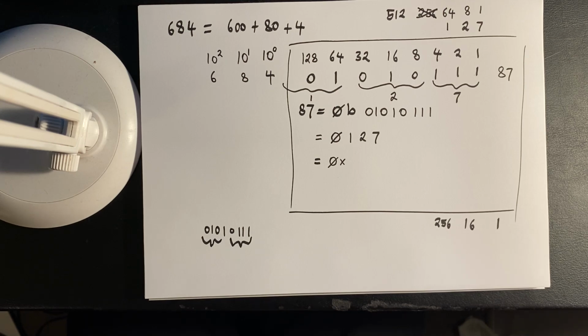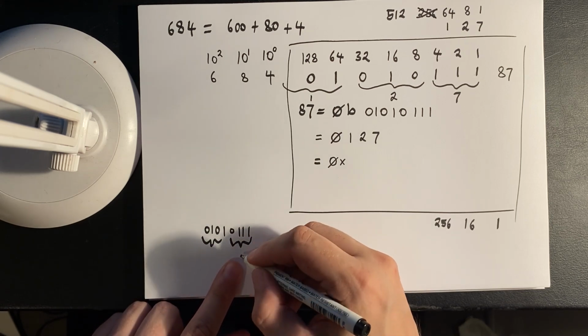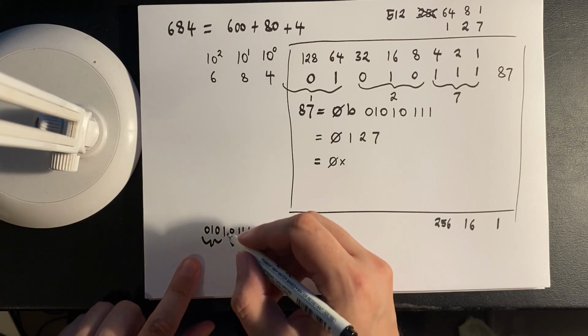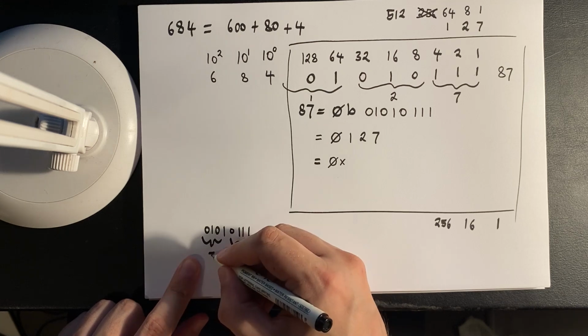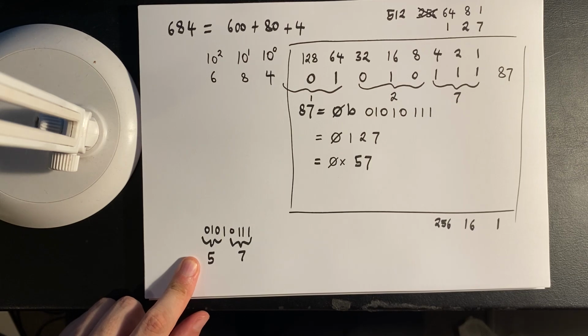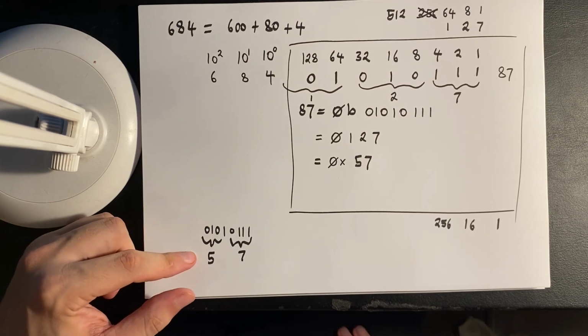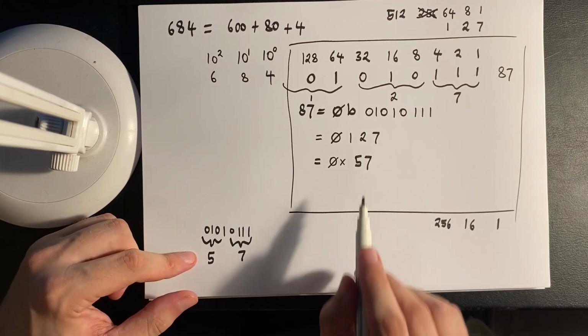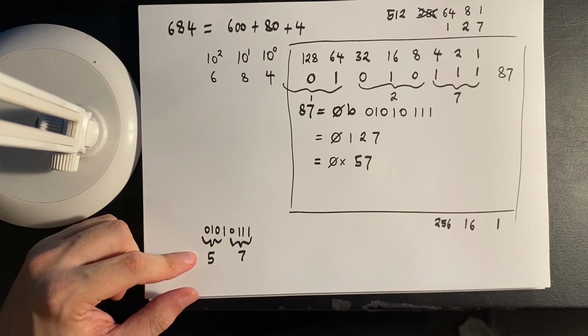I hope that makes sense. So reading this off, I've got 7 and 5. So this would be 57 in hexadecimal. We can confirm that by saying, okay, 5 times 16 is 80, plus 7 times 1 is 87.